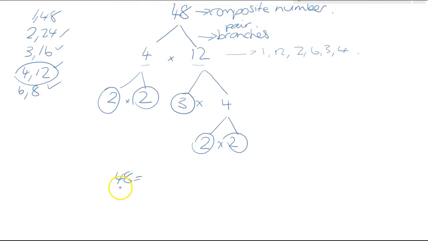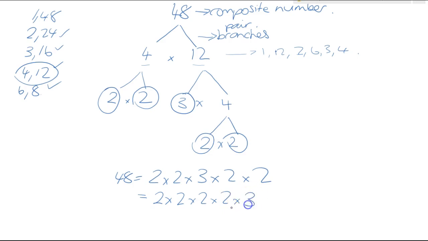So I'm going to write 48 equals, that was my starting number, and I'm going to express all of my prime factors. 2 times 2 times 3 times 2 times 2. Now, I've done this in order that I see them, so 2, 2, 3, 2, 2. Another way you could do that, if it makes it easier for you, is 2 times 2 times 2 times 2. So I'm grouping them together, 1, 2, 3, 4, and the 3 at the end.